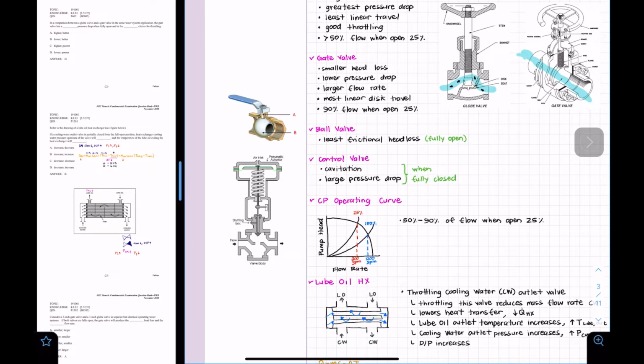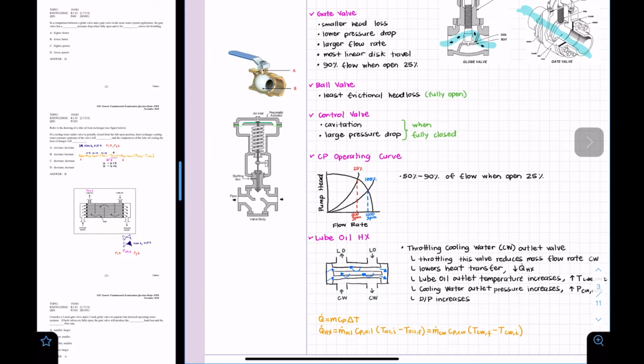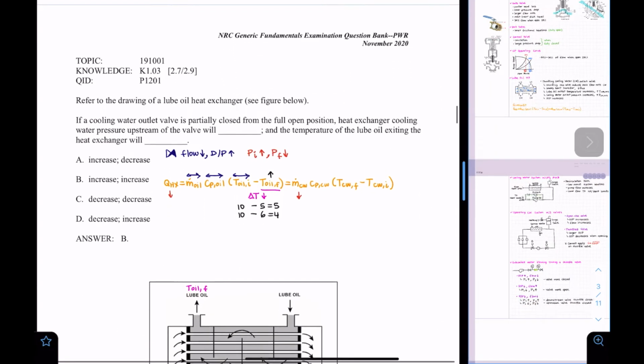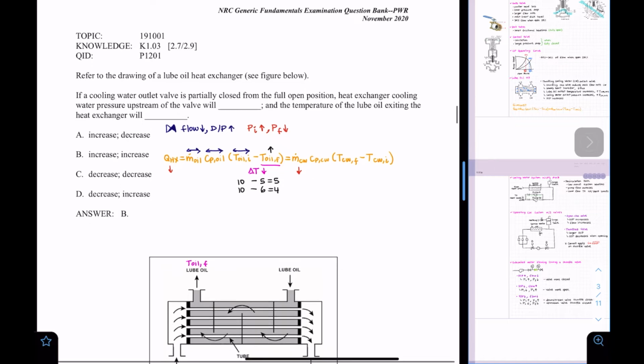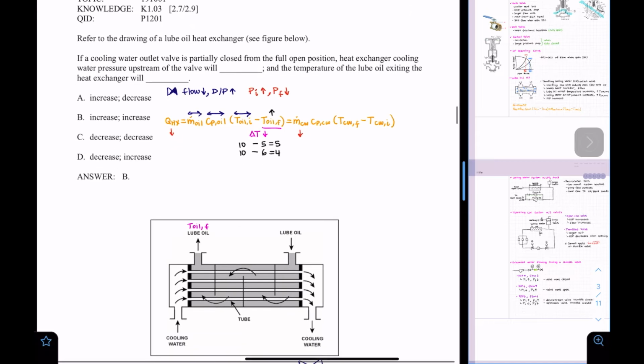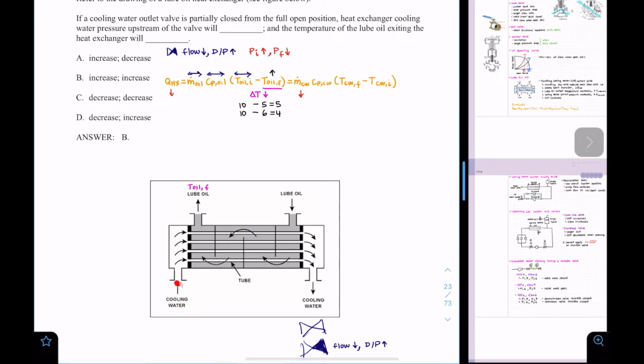So now we have a problem. We're going to go over this one, which is for a lube oil heat exchanger. And I'm going to open it up here now. For this problem, P1201 refers to a drawing of a lube oil heat exchanger. So we have here a cooling water outlet valve. We have this heat exchanger. Here we're going to have cooling water in and cooling water out. We're going to have our lube oil in and our lube oil out.